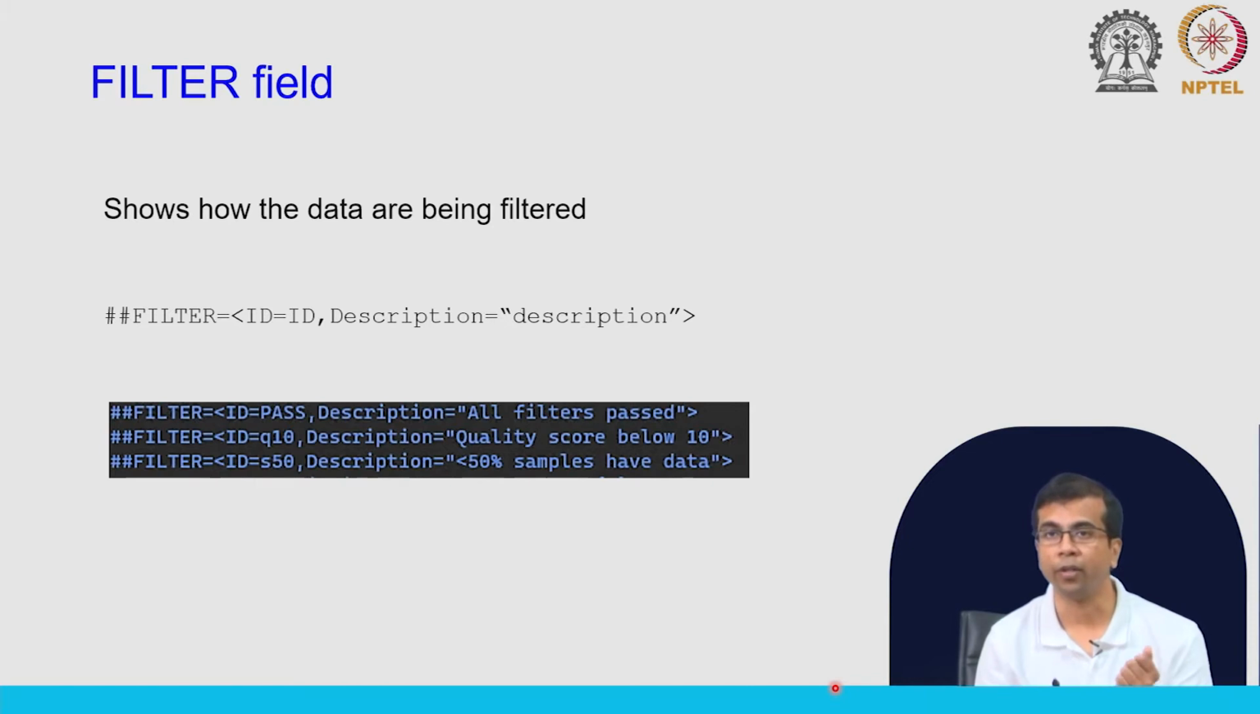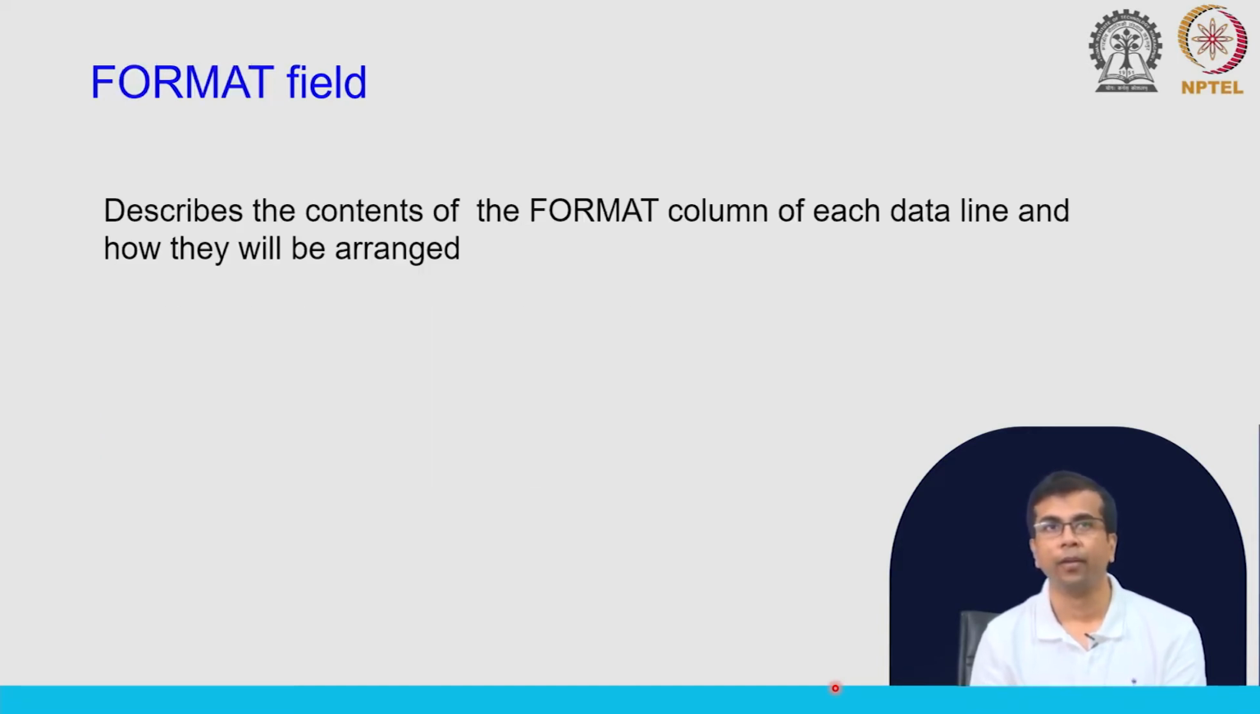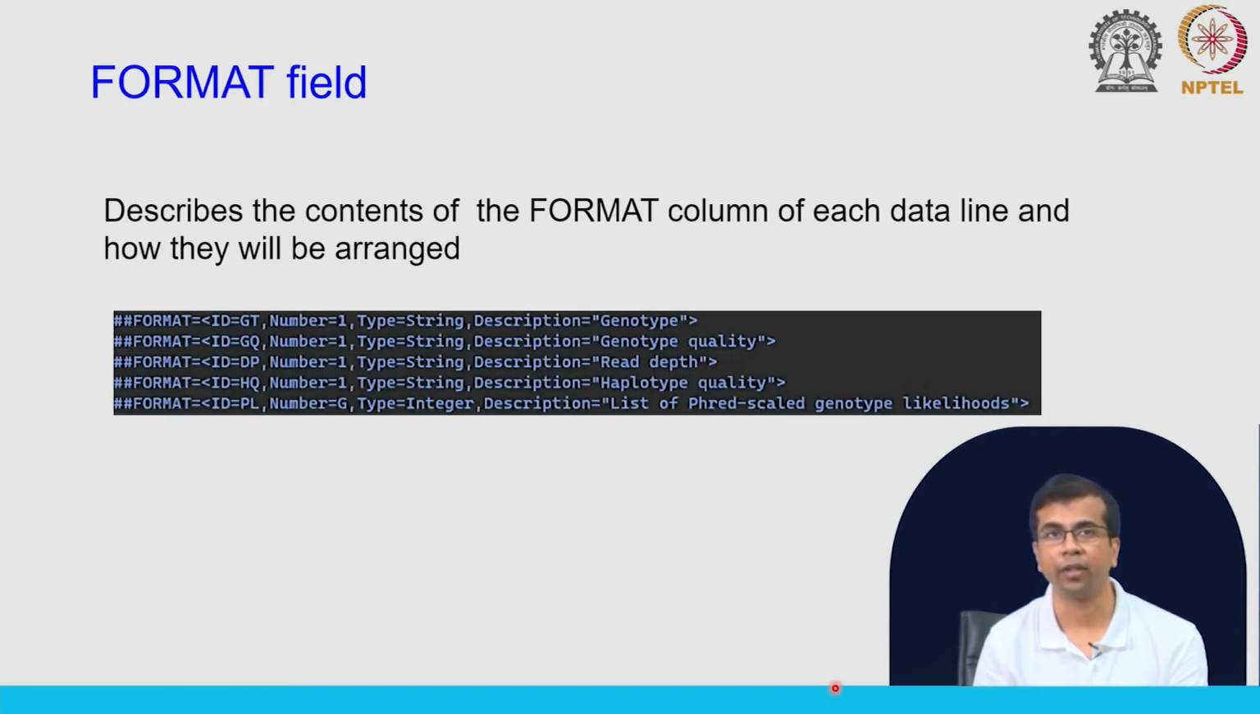So, that is why you need to carefully look into the meta information line to interpret the data lines. Okay. So, to understand more about the variants, you have the format field, as you have seen. This format field in the meta information line describes the contents of the format column of the data lines. For each variant it will mention what the IDs are for format and how the data will be arranged.